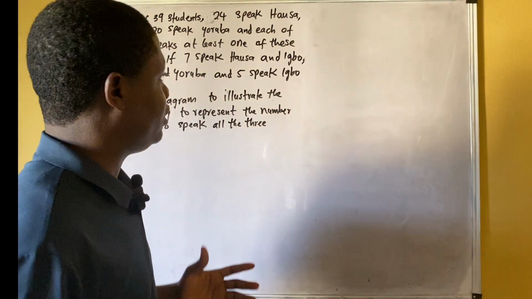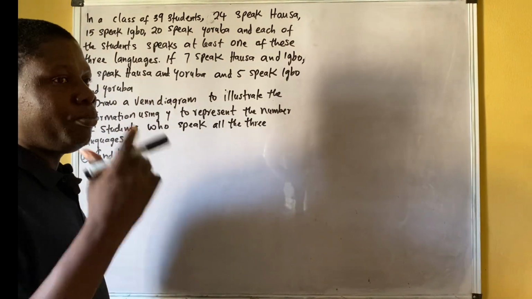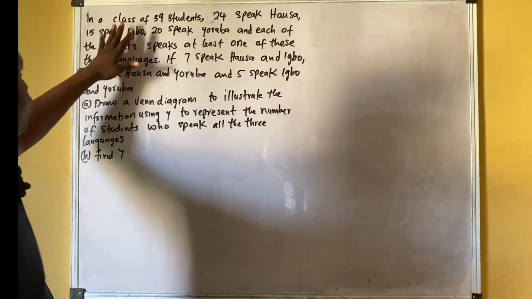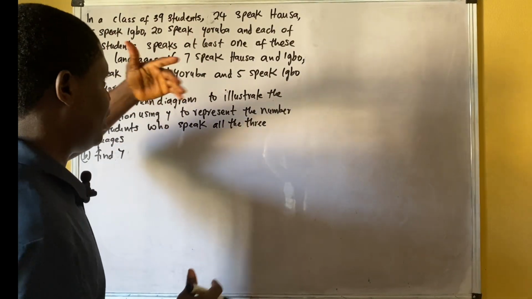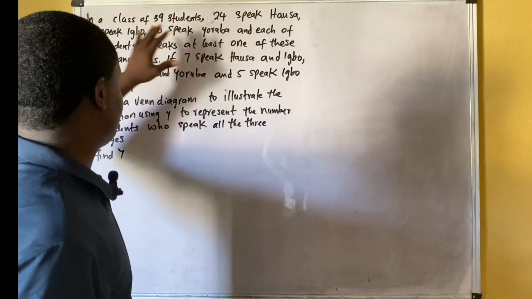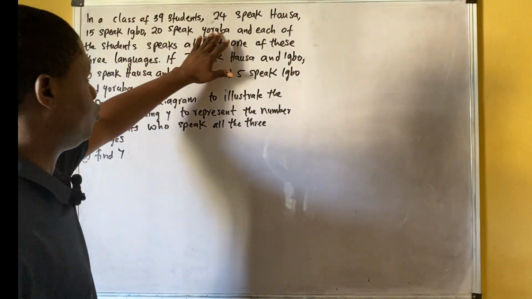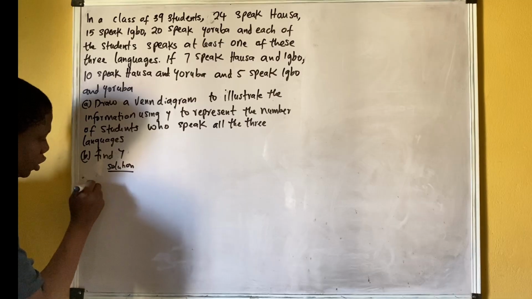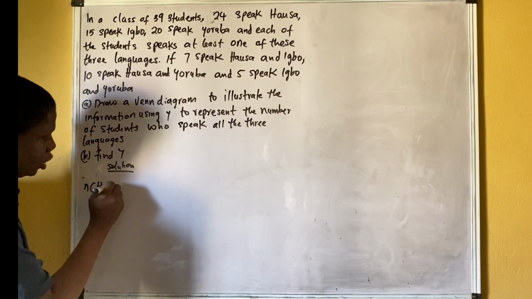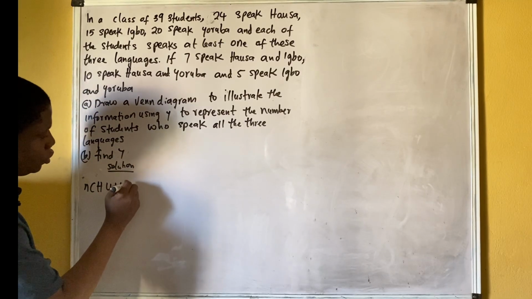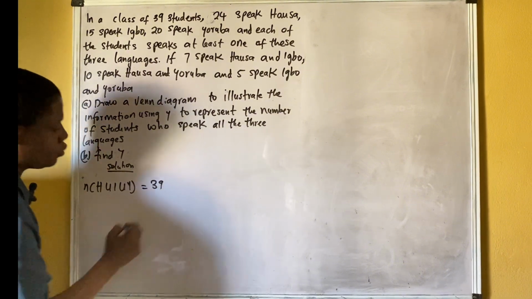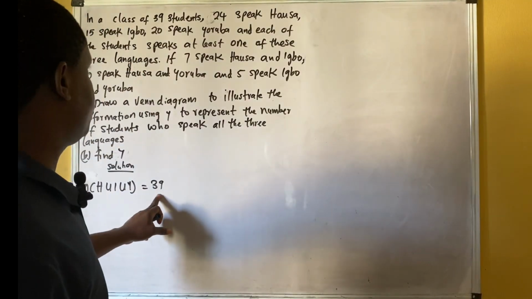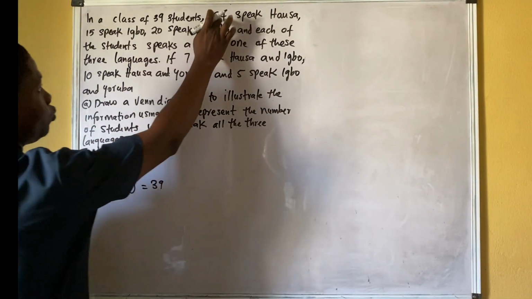So when you have a question like this under Venn diagram, it is important you write out the parameters in the question, okay? So we are told that we have 39 students in the class, and in that class, we have those who speak Hausa, those who speak Igbo, and those who speak Yoruba. So we have the union of those who speak Hausa, Igbo, Yoruba will give us the total number of students in the class, which is 39.